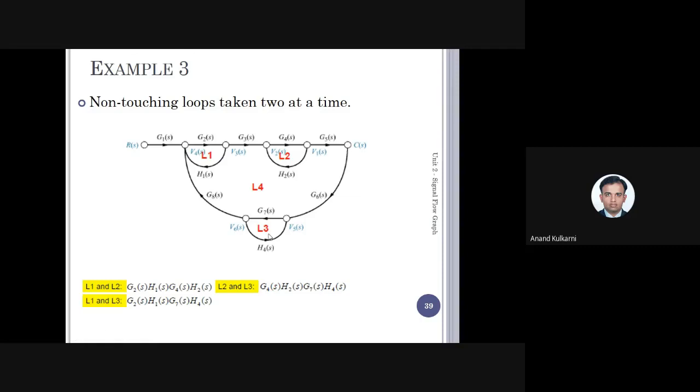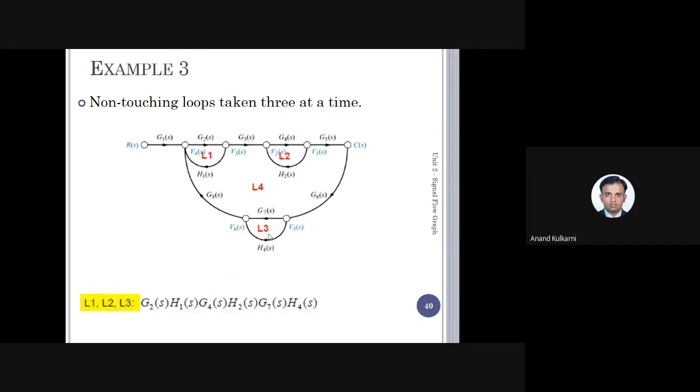Then non-touching loops taken 3 at a time. Which are those? We can take L1, L2 and L3, because L1, L2 and L3 do not lie on the same nodes. So I can take that combination also: L1, L2, L3. You can see that the length of the values goes on increasing, which is why I said you do not need to take that S into bracket. You can skip S and write G2H1, G4H2, G7H4.